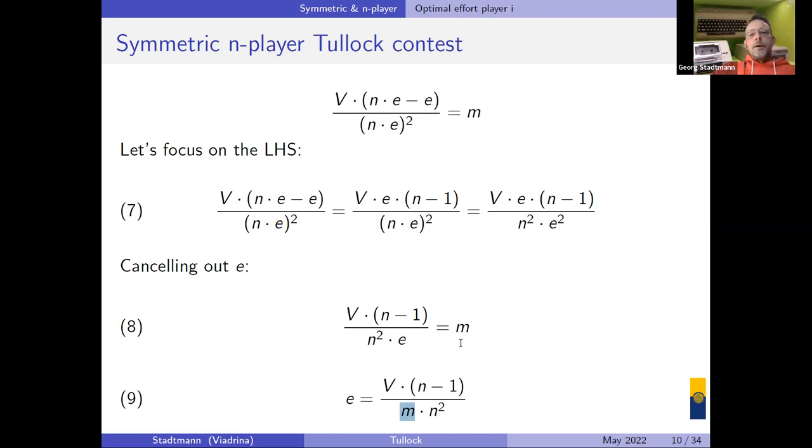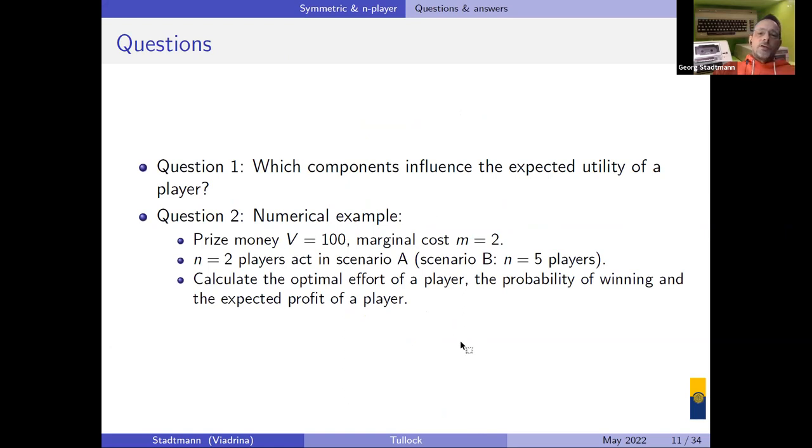In the next step, I would like to give you some time to think about the following questions. Question number 1, which components influence the expected utility of a player? And question number 2, there is a numerical example given. Prize money is equal to 100, marginal cost M is equal to 2. And we only look at 2 players, N is equal to 2 in scenario A. Forget about scenario B right now, focus on scenario A. You should calculate the optimal effort of a player, the probability of winning, and the expected profit of a player.